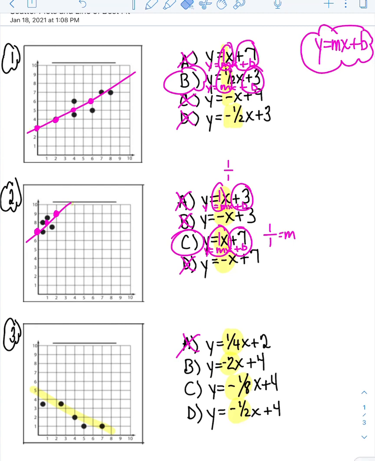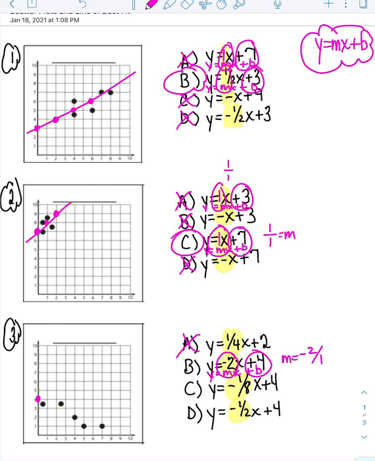So now I'm just going to start testing. Underneath each equation, I'm going to write y equals mx plus b. Let's do one at a time though. So let's test choice B. I start with a positive 4. Okay, that looks good so far. And then I use my slope, negative 2, which means I go down 2, run 1.